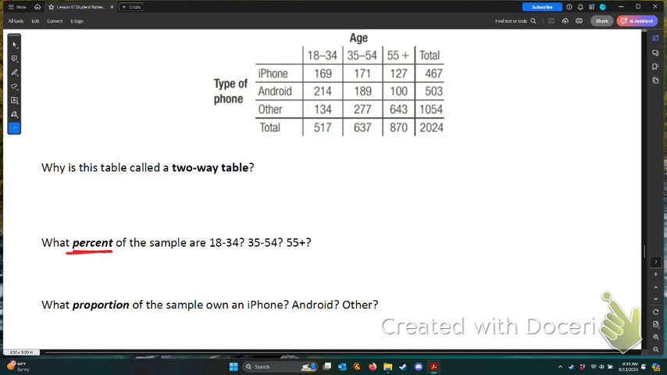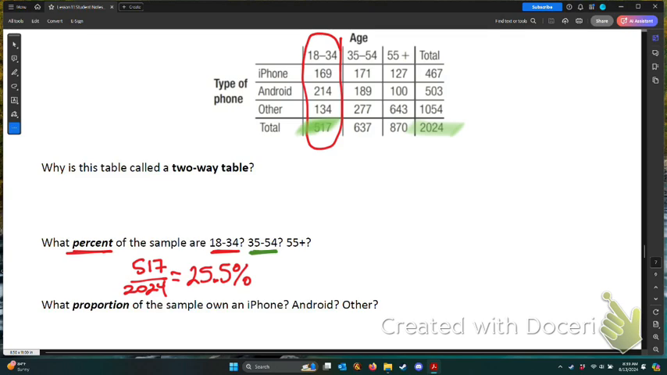Okay, so the percent of the sample that is 18 to 34, well, I'm reading this based on age this way, right? So 18 to 34, what percent is 18 to 34? That would be 517 out of 2024 total. So 517 out of 2024. And what is that as a percent? This is why your calculator is going to come in handy. What is 517 over 2024 as a percent? 25.5%. Very good.